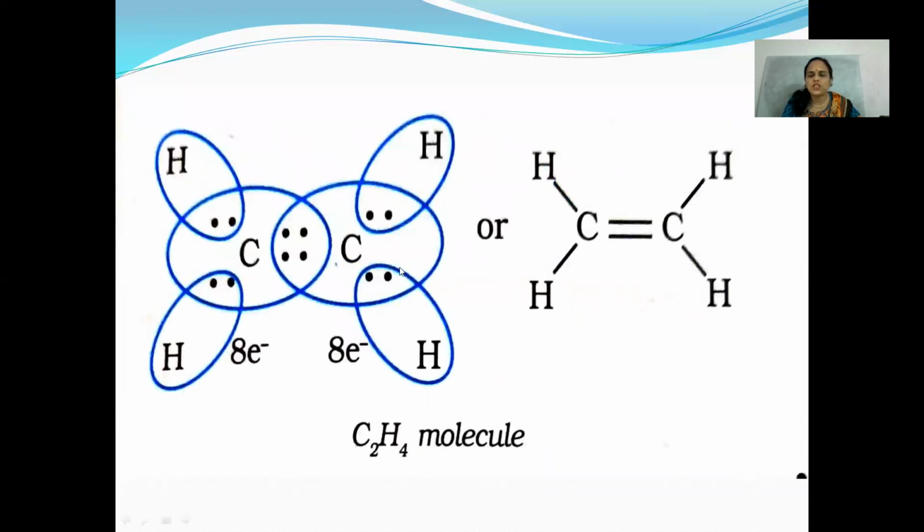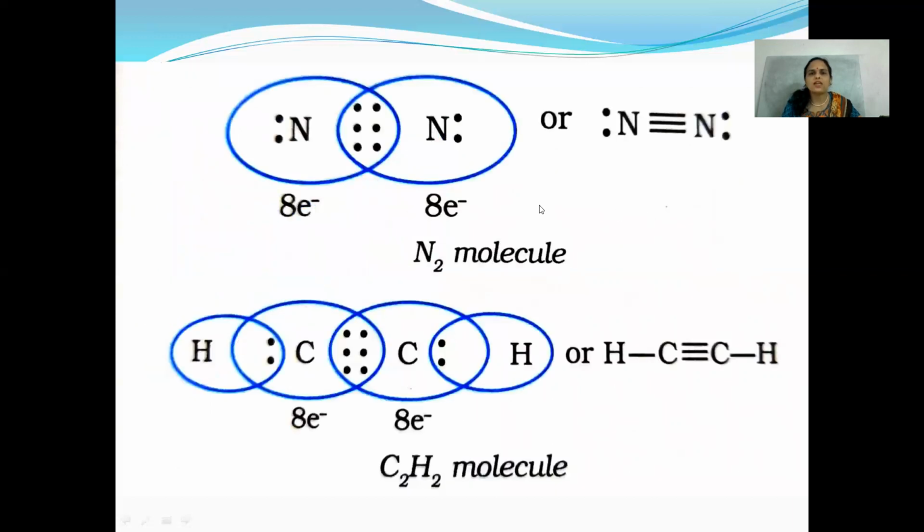This is a covalent bond that is formed in the carbon dioxide molecule. Then this is the C2H4 molecule, ethylene, ethene you can say. Two carbon atoms are held together by a double bond, and each is able to complete its octet. Hydrogen is able to complete its duplet. This is how you'll show the C2H4 molecule. Two nitrogen atoms are held together by a triple bond, and each nitrogen is able to complete its octet, forming the nitrogen molecule. C2H2: two carbon atoms are held together by a triple bond, and thus they are able to attain their octet, and each hydrogen is able to complete its duplet.